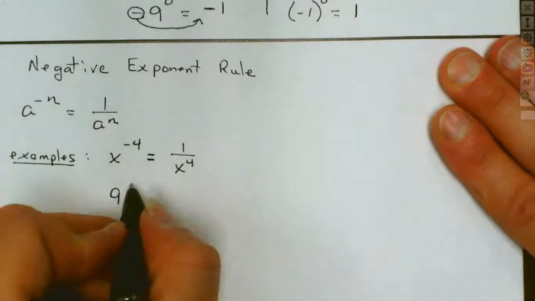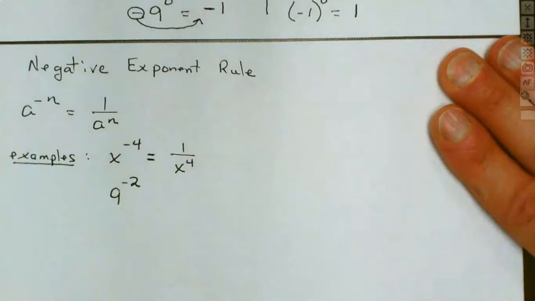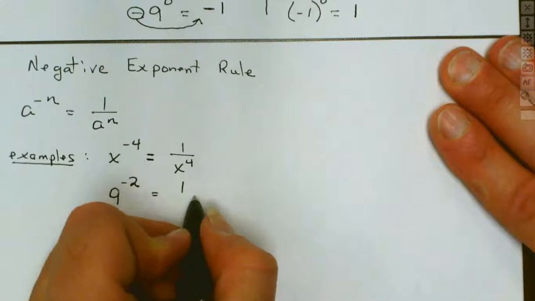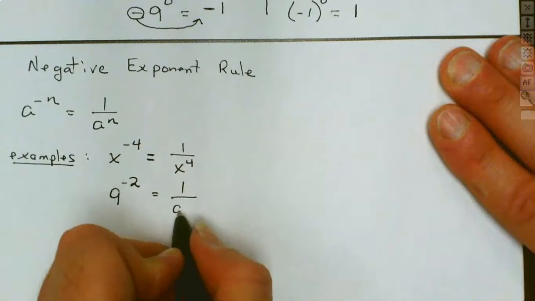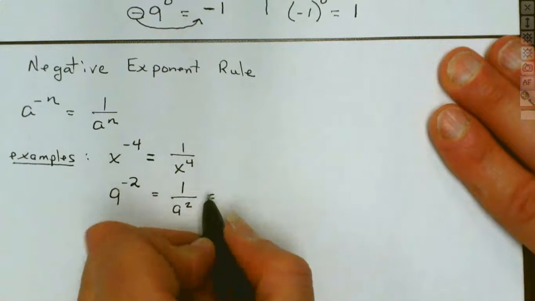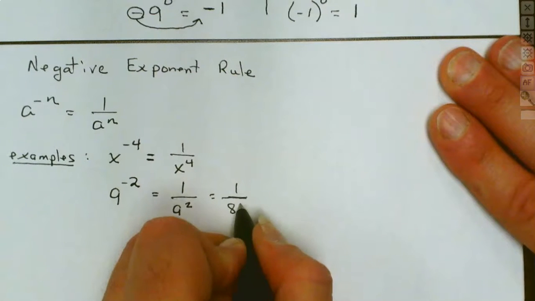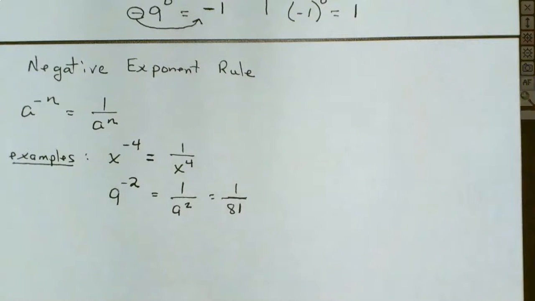How about 9 to the negative second power? Well, this one would be written as 1 over 9 squared. And we know that 9 squared is what? 9 squared is 81.